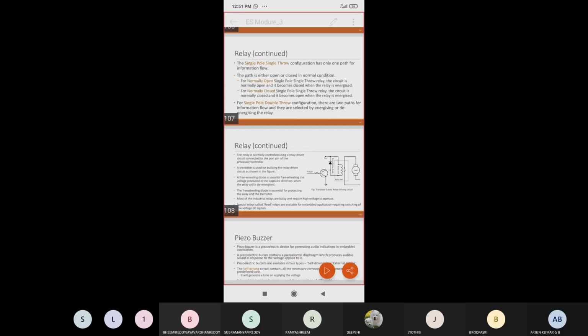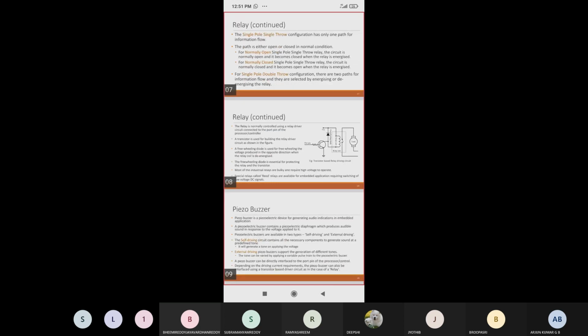Okay, this is the last slide. We'll finish and stop the session. And then see the relay. Normally the relay can be used for controlling and protecting devices. Normally it is used as a protecting device in industry sectors. The relay is normally controlled by using a relay driver circuit connected to the port pin of the processor and controllers. This is the way to make the connection for the processor.